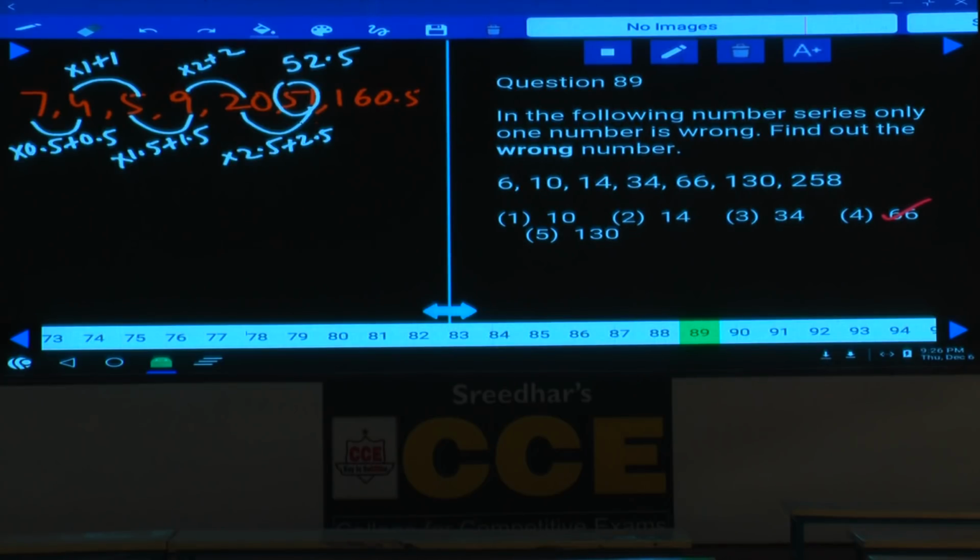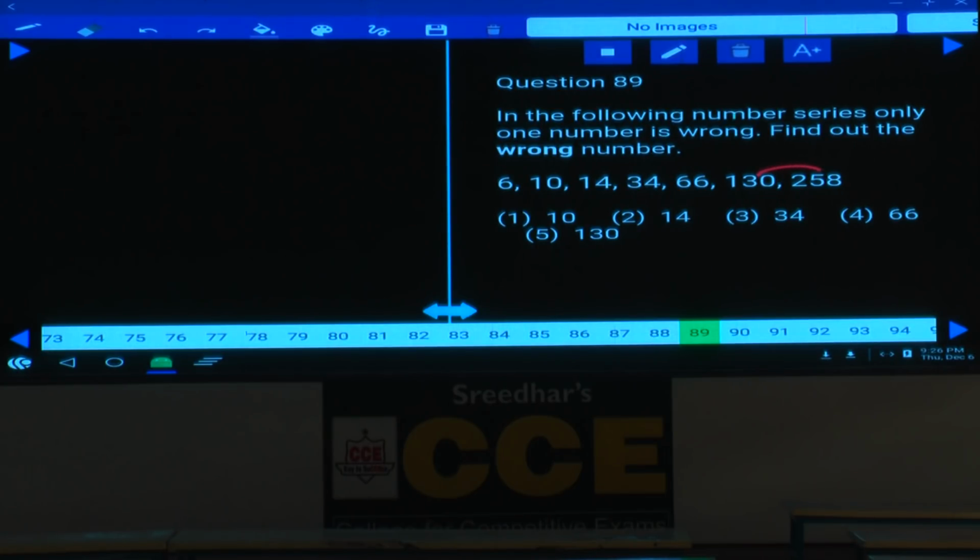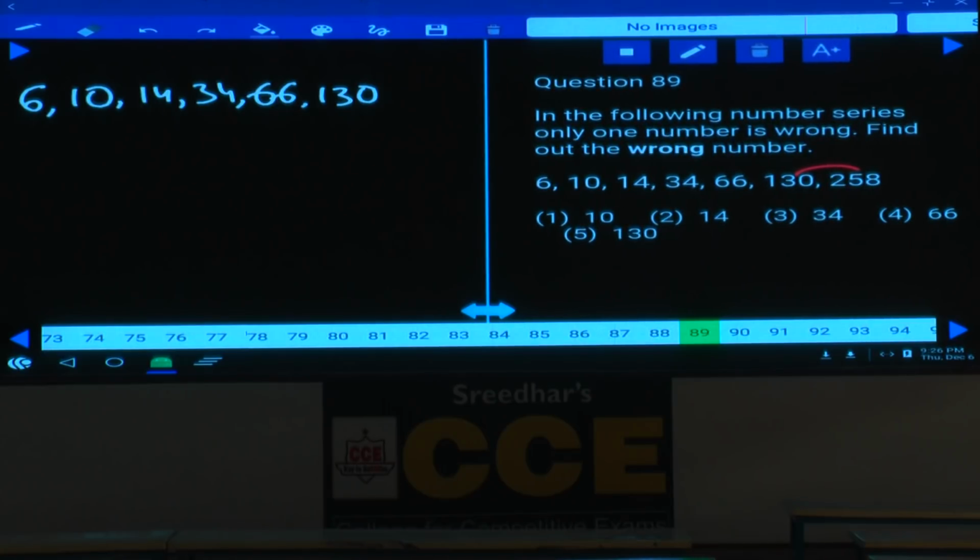Then 89. Now in this 89, what are the numbers here? 6, 10, 14, 34 and so on. Again, if you observe here, the number increased from 30 to 258. As the numbers are increasing at a very fast rate, we should go for combination. Now 6, 10, 14. Next one is 34, the next number is 66 and 130. Next to 130 is 258.